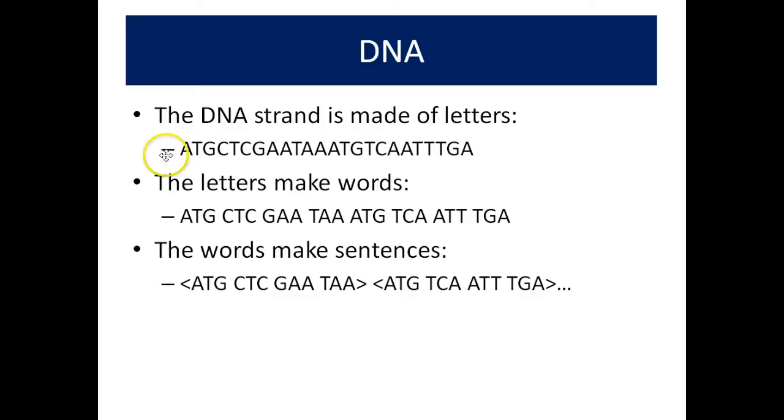So a DNA strand is made up of a series of letters, which are the nitrogenous bases. The nitrogenous bases make up words of 3 letters each, and series of these 3-letter words make up sentences. And then these sentences code for proteins in our bodies, and those proteins are what determine our traits.